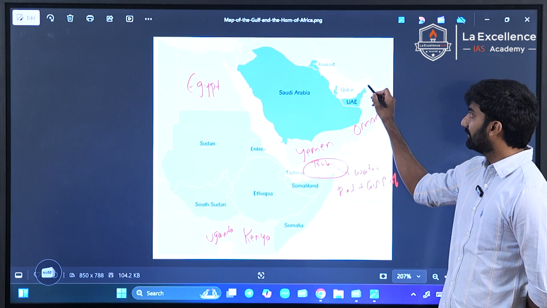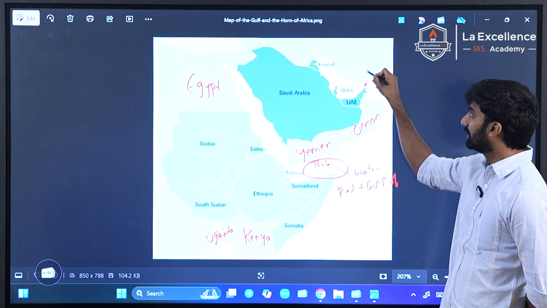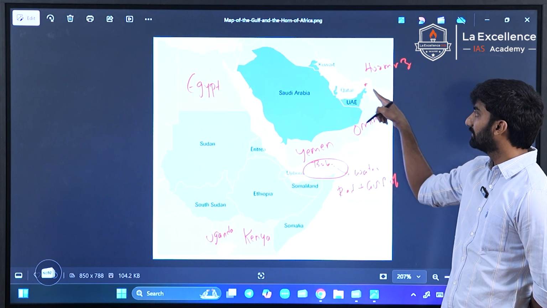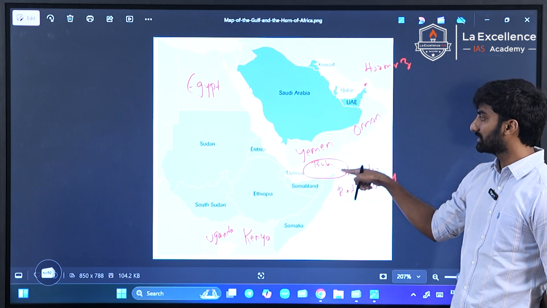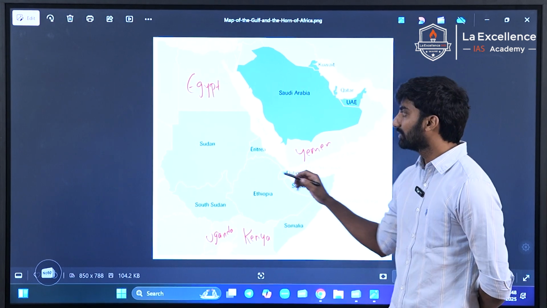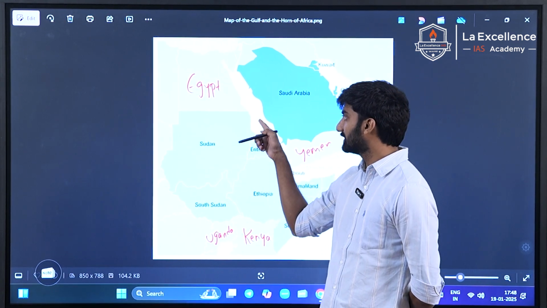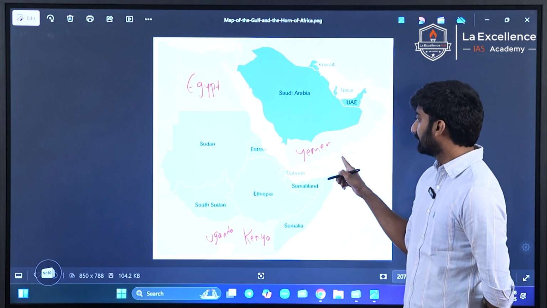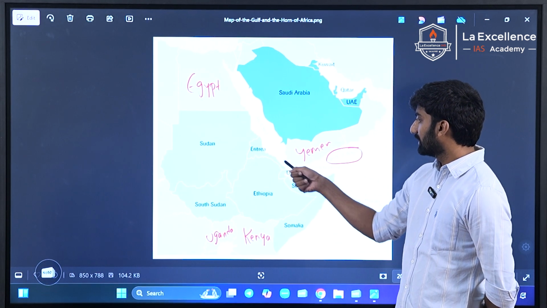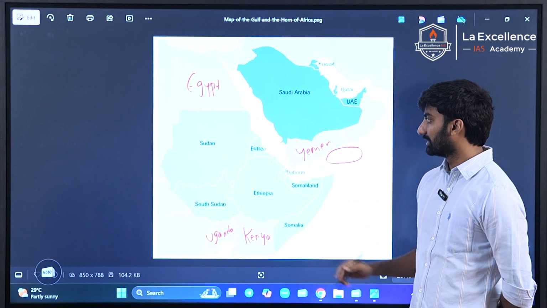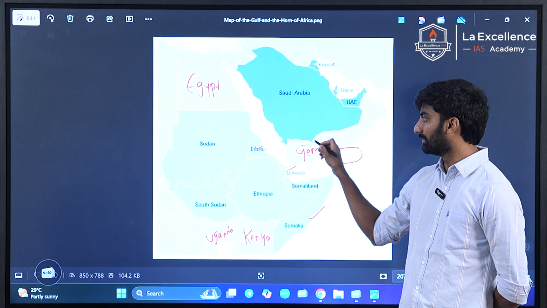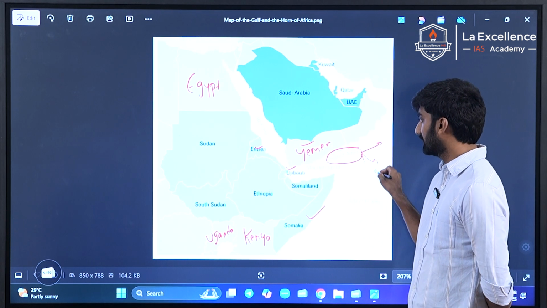Similarly, in this region, we have another small strait called the Strait of Hormuz, and this Strait of Hormuz connects the Persian Gulf with the Gulf of Oman. These two straits are very important. First point. Second, UPSC is asking certain questions on countries and bordering seas, sea and bordering countries. So one of the seas here in this region is the Gulf of Aden. There are four important countries bordering the Gulf of Aden: Somalia, Djibouti, Eritrea and Yemen. Gulf of Aden bordering countries.